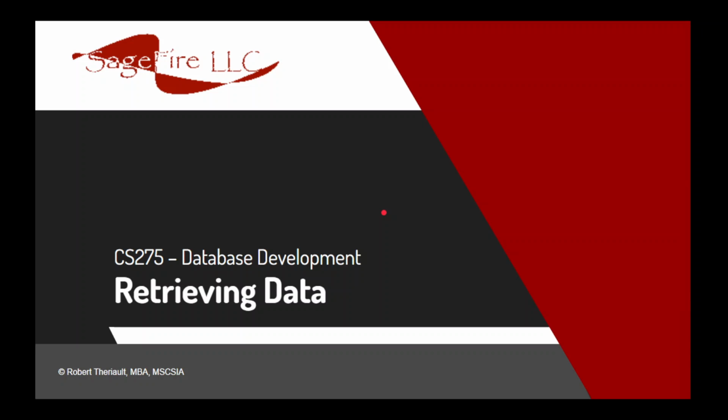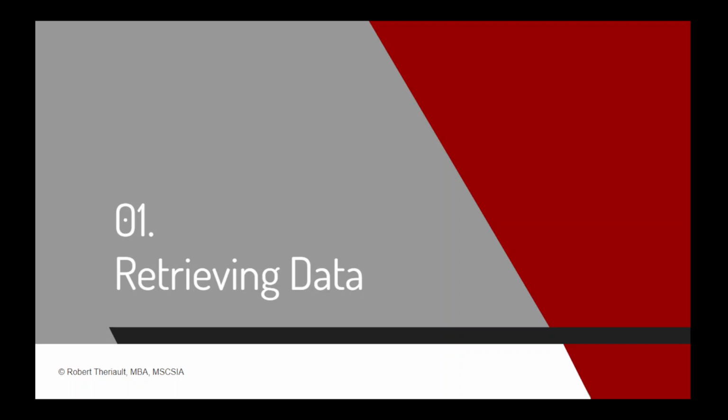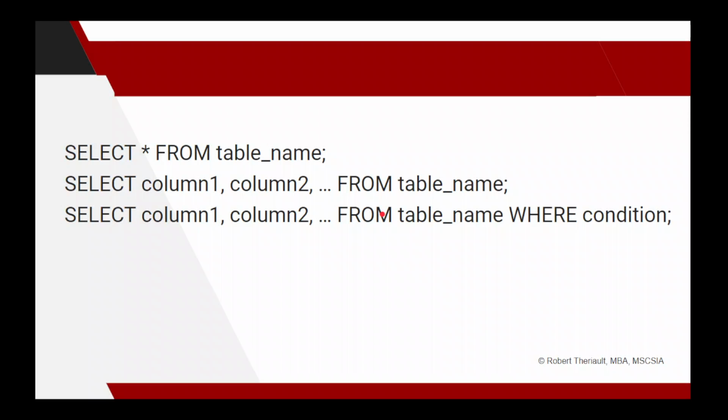In this lesson we're going to go over retrieving data. So our main goals are retrieving specific rows, how that works, and then sorting the data, whether it be all the rows or some of the rows. Our objective is that you will be able to select given rows that I tell you to using the correct commands. So let's look at the actual commands to get this data that we want to retrieve.